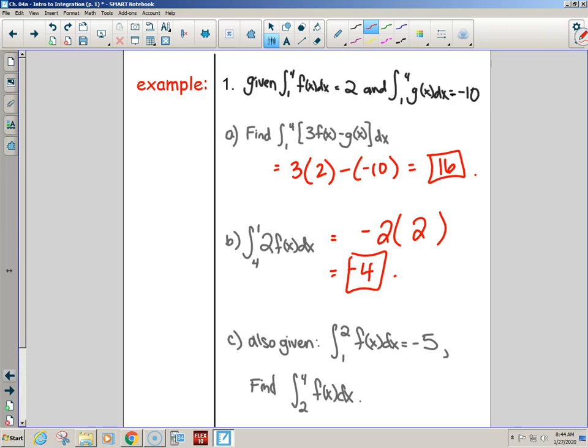Oh, I have an extra clue. I know from 1 to 2, only part of this area is negative 5. So how do I get 2 to 4? That's the rest of the area. Hold on. So 2 is the total, and negative 5 is part of it, and I'm trying to find the other part. Ooh. Maybe this one ended up being 7.